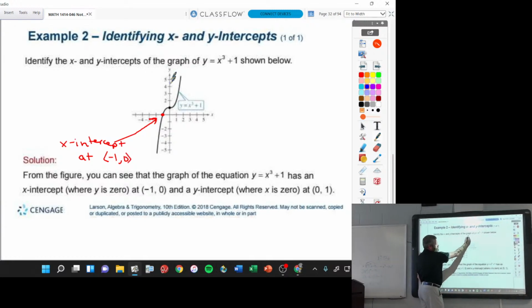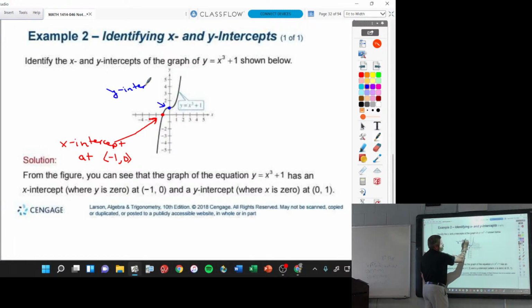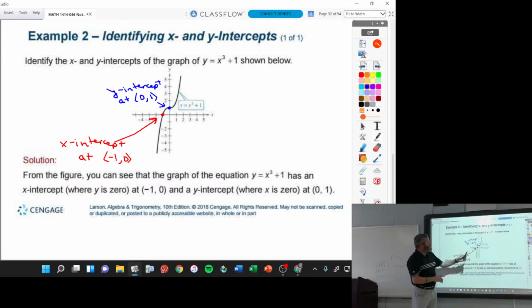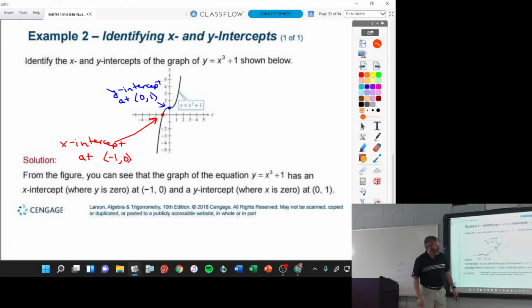The y-axis, the vertical axis, the graph crosses it right here. So that point right there is the y-intercept. And that y-intercept occurs at the point (0, 1). So again, for the y-intercept, the x value is 0. And for the x-intercept, the y value is 0.